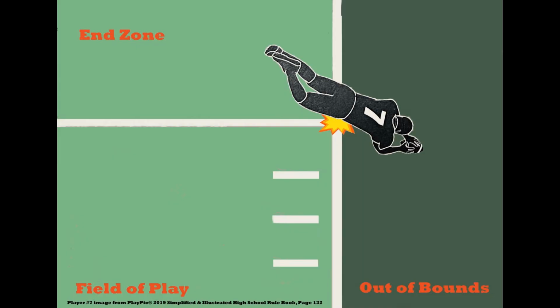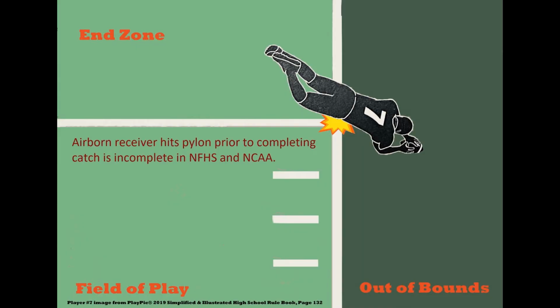The next play we're moving into is an airborne receiver, meaning he left the ground, controlled the football in the air, came down, landed on the pylon. What do we have? Well, what we have in the NFHS and the NCAA is the pylon putting the player out of bounds because he has not yet completed the process of a catch, meaning coming to the ground. The pylon puts him out of bounds, then he is out of bounds. This is a simple, incomplete pass.